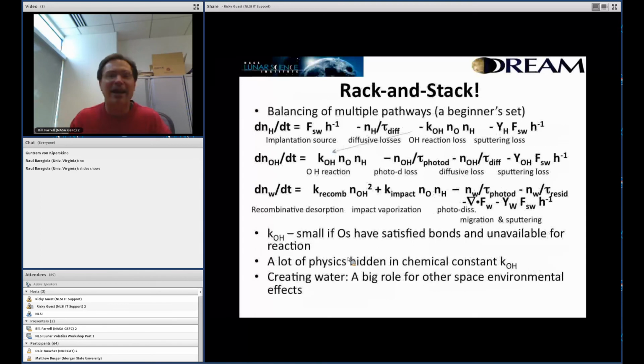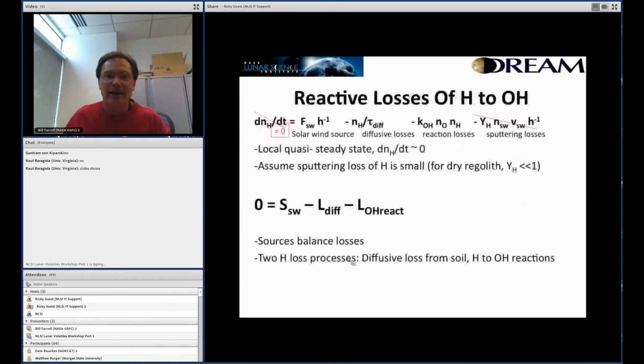So to rack and stack these, I tried to make continuity equations. As we talked about in the wet versus dry moon, we talked about making these continuity equations, one for hydrogen, one for OH, and one for water. And this is what the hydrogen one would look like, with all their terms, with the source terms. What I'd like to do is focus on the first equation.